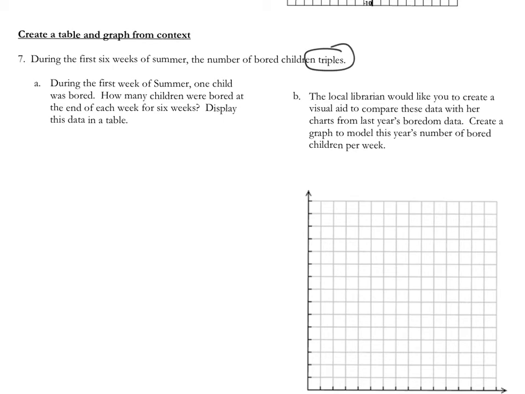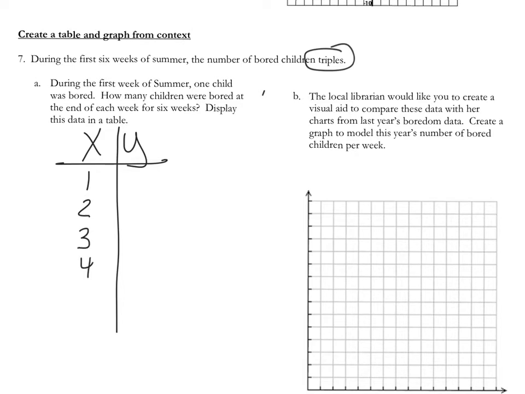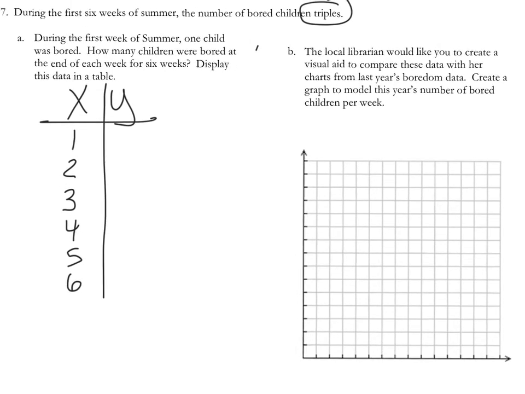It says during the first week of summer, one child was bored. How many children are bored at the end of each week for 6 weeks? So they want us to do a table for 6 weeks. All right, so we need to determine our x and our y, our domain and our range. We're going to look at week 1, 2, 3, 4, 5, 6. That's going to be our domain because we cannot change time, at least not yet.